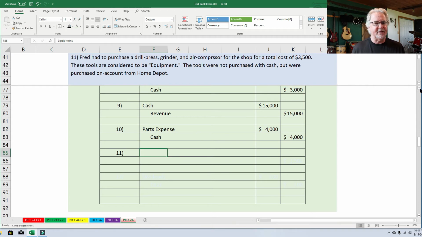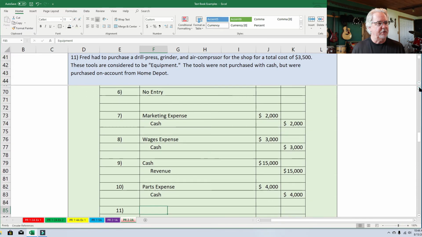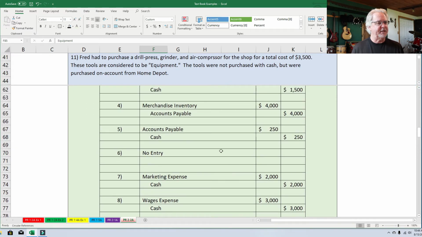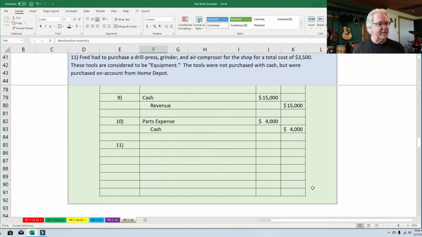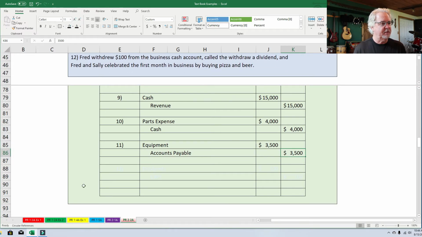Well, we did a transaction very similar to this. Going up here to transaction number 4, look at this. Transaction number 4, we bought merchandise inventory on account. What did we do? We listed merchandise inventory first, accounts payable second. This is the exact same pattern, other than it's not going to be merchandise inventory, it's going to be equipment. Other than that, it's the same deal. And accounts payable. And how much was it for? It was for $3,500.